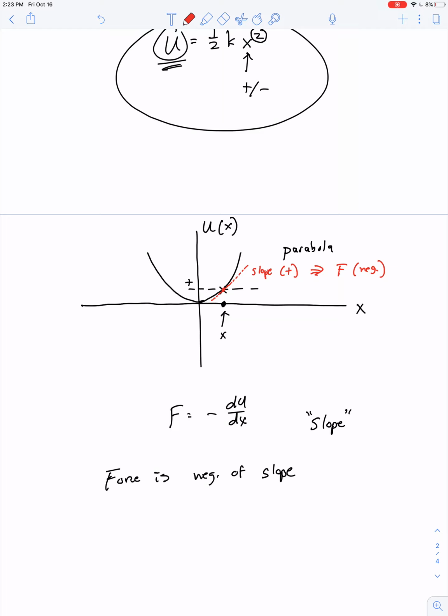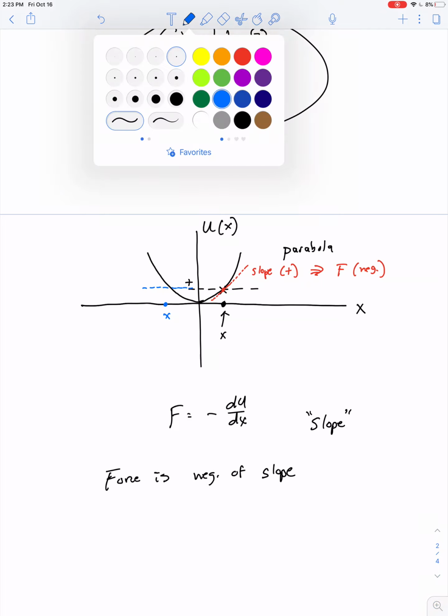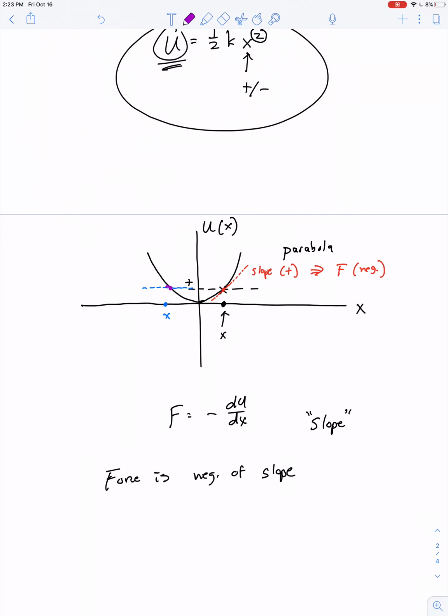Likewise, if we compress the spring instead of stretch it, maybe to this position x, then again, the potential energy is positive. Now let's look at the slope of the graph. The slope at this point is negative. So what's that tell us about the force? That means the force must be positive. The force is the negative of the derivative of potential energy with respect to x, which means the force is the negative of the slope.